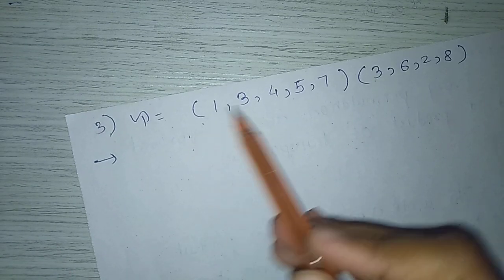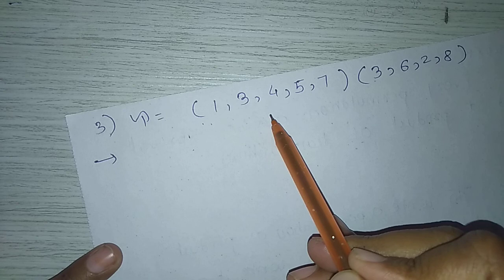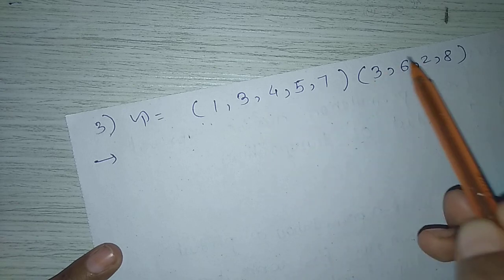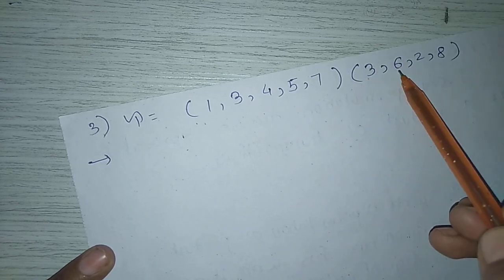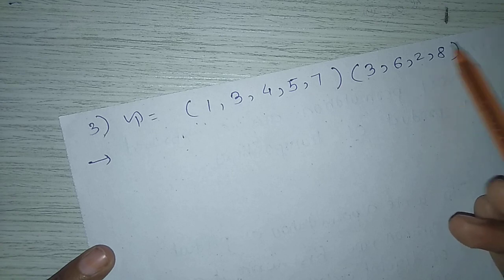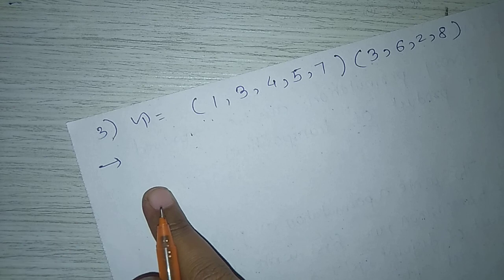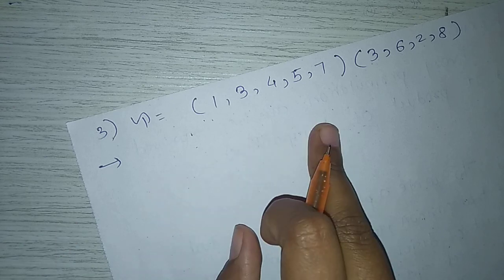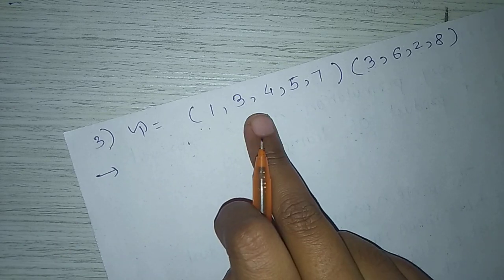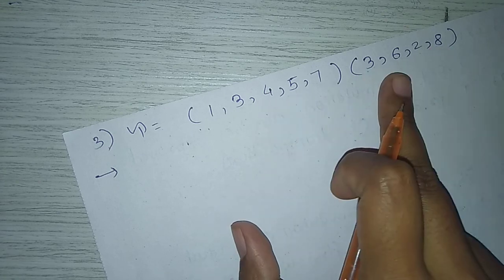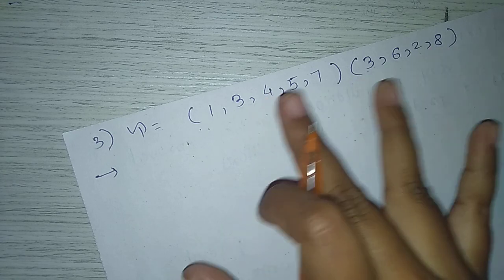Next example, tau equal to 1 goes to 3, 3 goes to 4, 4 goes to 5, 5 goes to 7 into 3 goes to 6, 6 goes to 2, 2 goes to 8, 8 goes to 3. We write tau as a product of disjoint cycles. Here 3 belongs to this cycle and this cycle, so these two cycles are not disjoint.